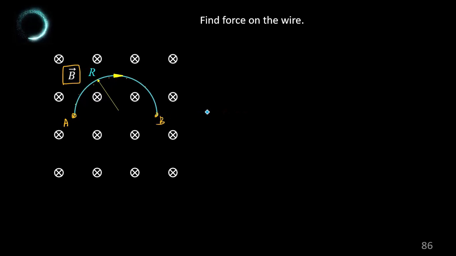So we can replace this by saying that the entire wire is replaced by an AB wire through which the same current I is flowing and the length is 2R. When can we do this? Whenever all the points on the wire are under the same magnetic field. If the points are at different magnetic field strengths at different locations, then I cannot simplify this.